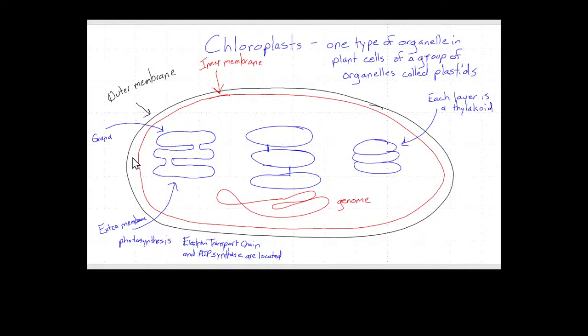And if you've got multiple, they're called grana. So plural is grana, like data versus granum and datum. Anyway, these have all this extra membrane, as you can see by all the zigs and zags when we're drawing it. And so the extra membrane is going to be the site of photosynthesis, where the electron transport chain and ATP synthesis are located. So that's going to be in the light reactions, which we're going to talk about in a few days when we get into photosynthesis more.